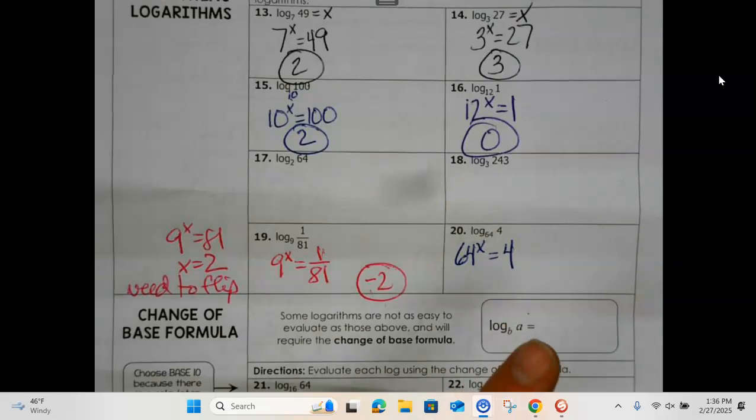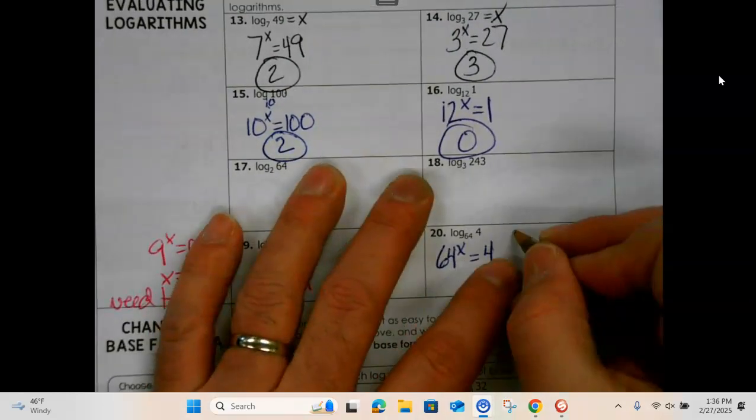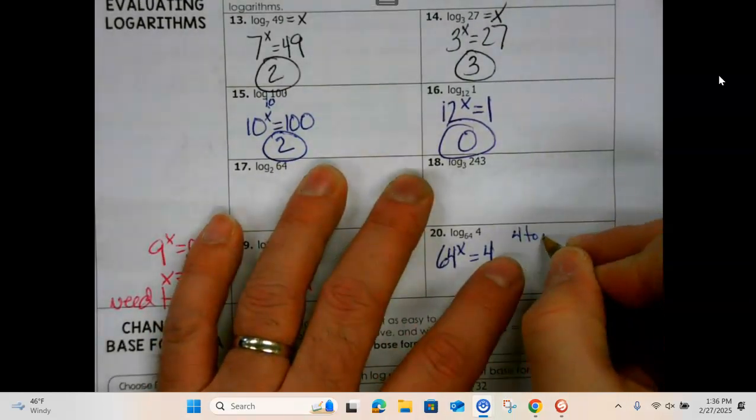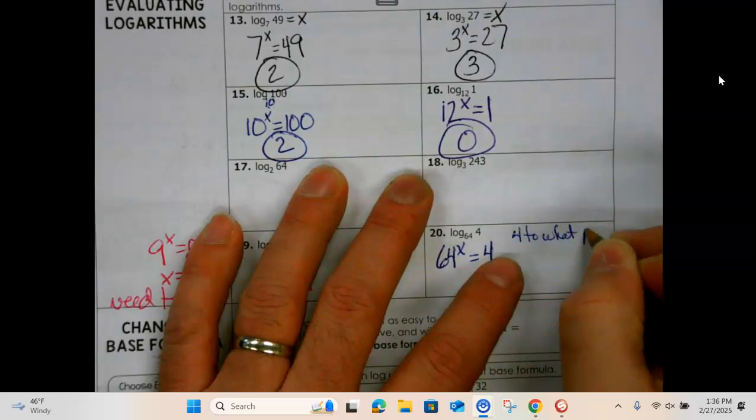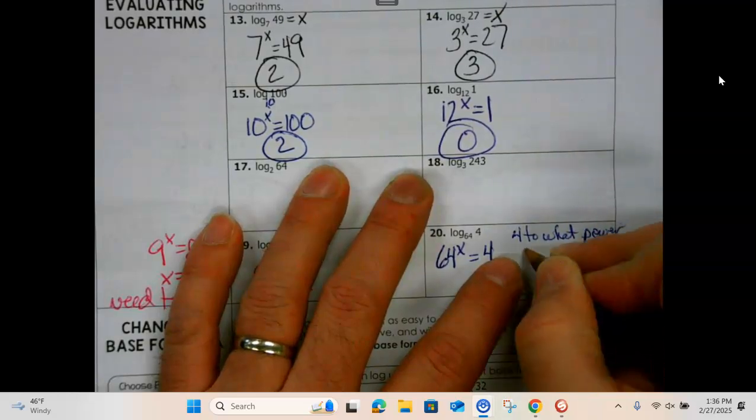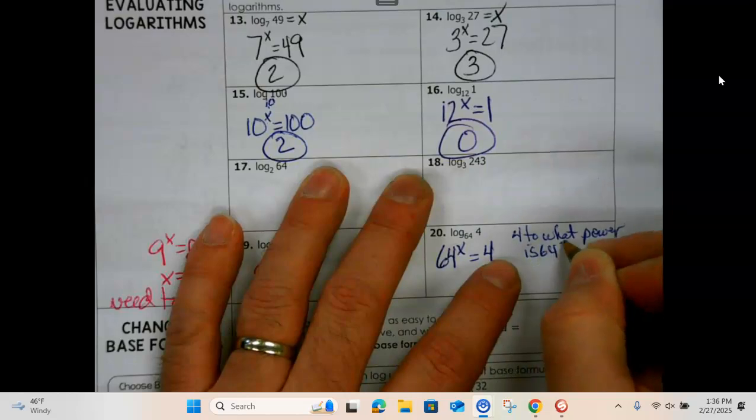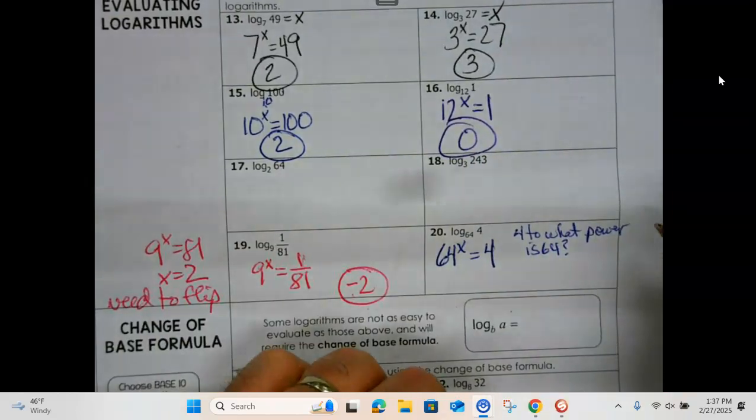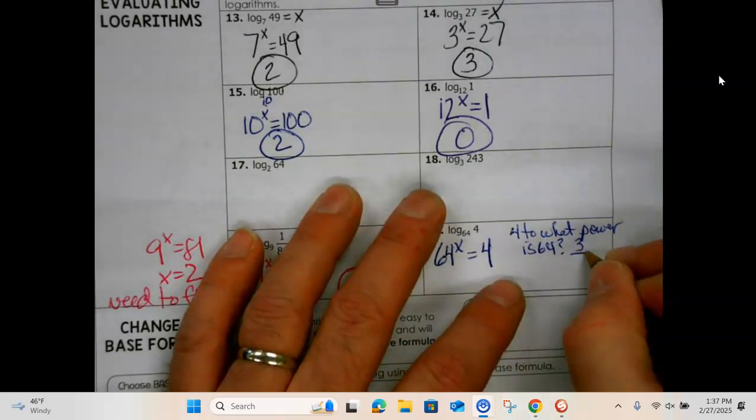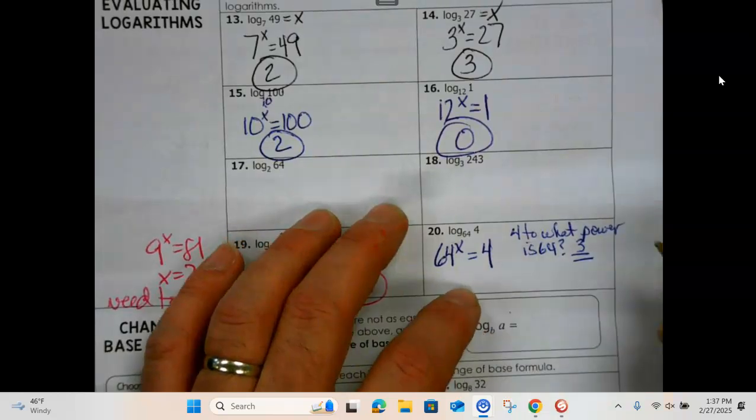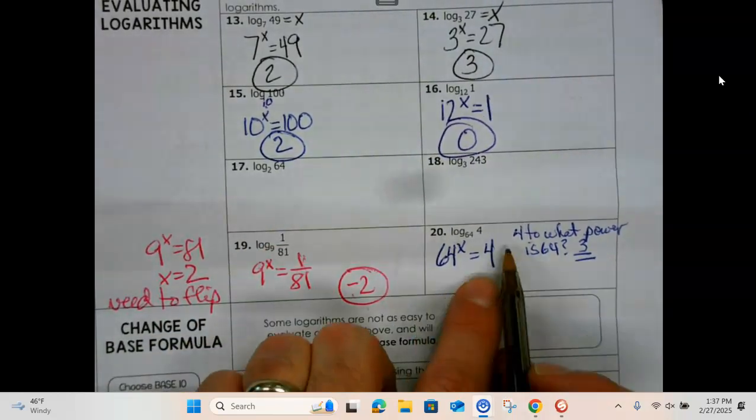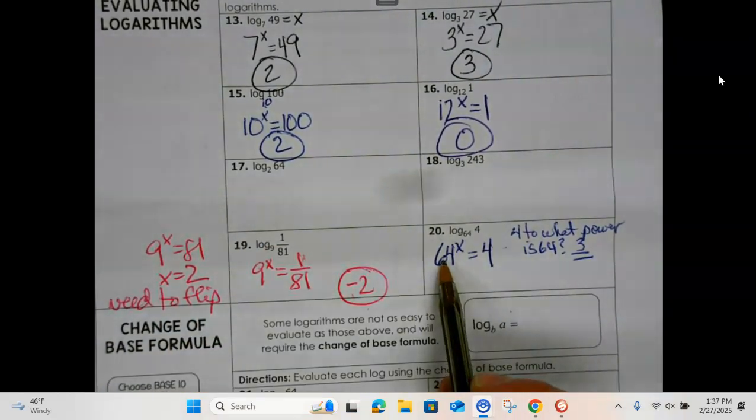Let me ask a different question. Four to what power is 64? 4 is a little too high. 3. Okay. Now, here's the thing. It's not 4 to the x power equals 64. It's the other way around.